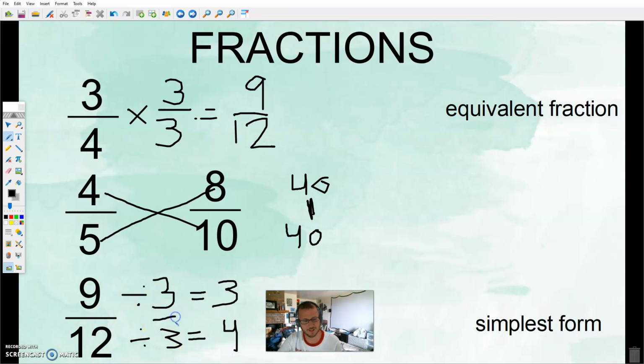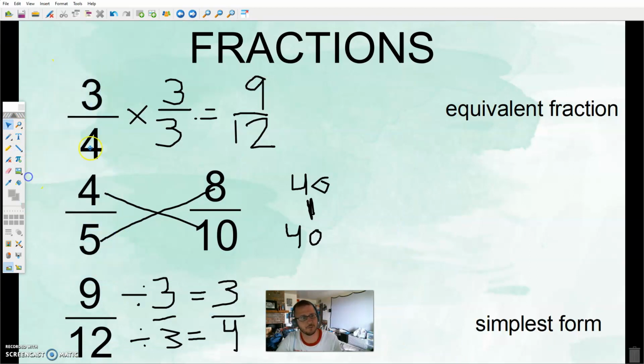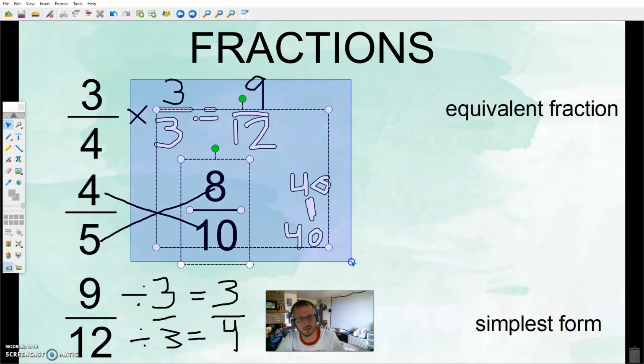That 3 over 3 again. And any number divided by 1 is still itself. So again, I showed that up here. 9/12 is 3/4. In class, I did teach this a bit differently.